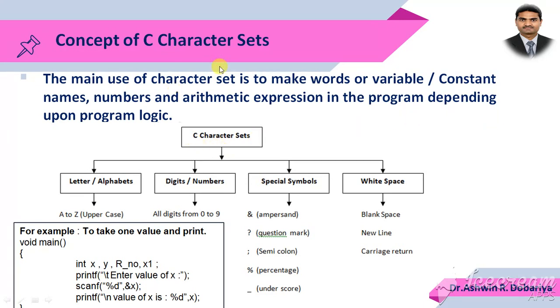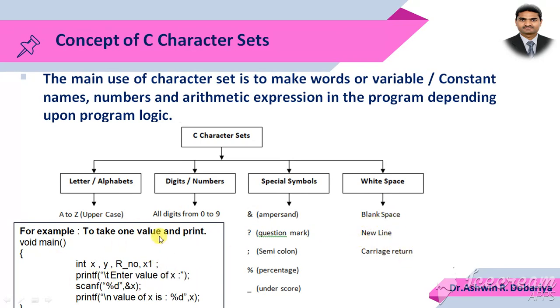So in C language, the character set is categorized into 4 major categories. One is letters, so A to Z alphabets are one part of the C character set. Then digits and numbers, so all digits from 0 to 9 are also part of the character set. Then special symbols, like the ampersand, question mark, colon, percentage. All these special marks are also used in C programs. And white space, like blank space, new line character, or carriage return.